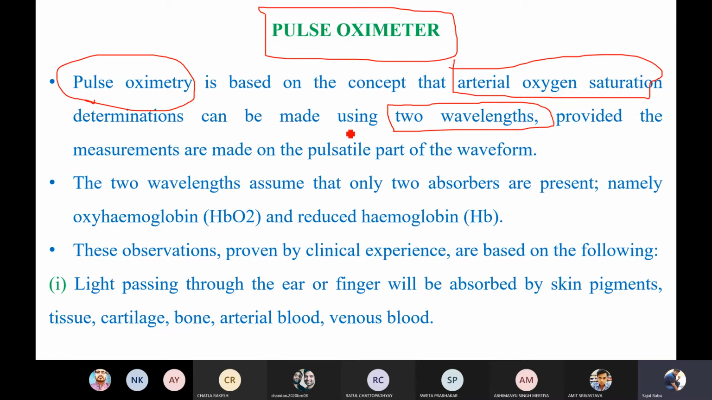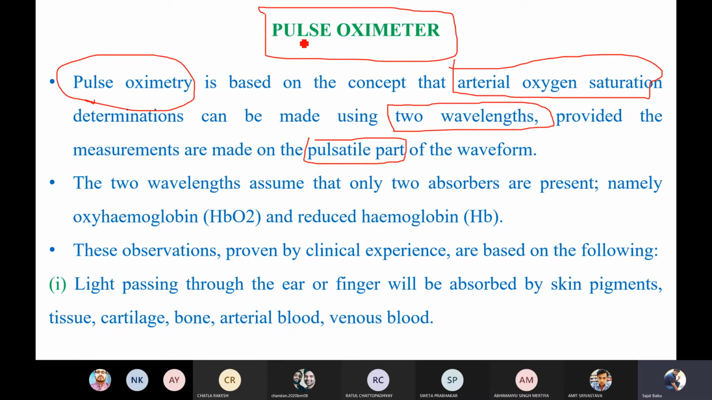Okay, and you are not going to measure the constant absorption. You are going to observe the pulsating part. Okay, the pulsating part of the wave, which will be emitted by the two different wavelength sources. Okay, so how is the pulse oximeter going to measure the absorption?